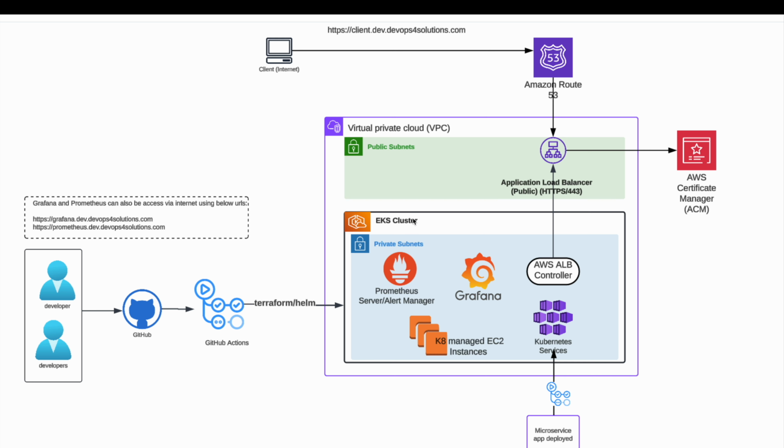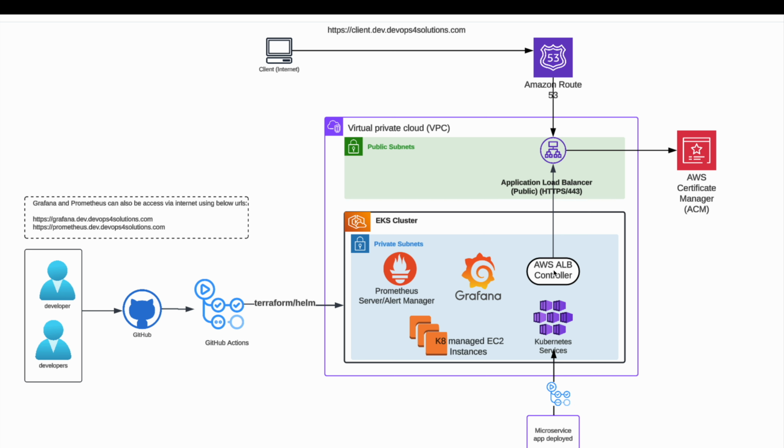And this is the EKS cluster, which is in a private subnet, so we are secure. We will be deploying everything inside the private subnets. And here you can see we are installing all the monitoring tools. We are installing our Kubernetes services, also using different GitHub Actions.